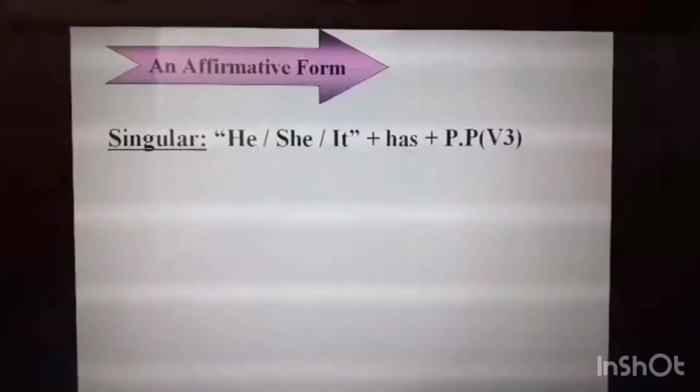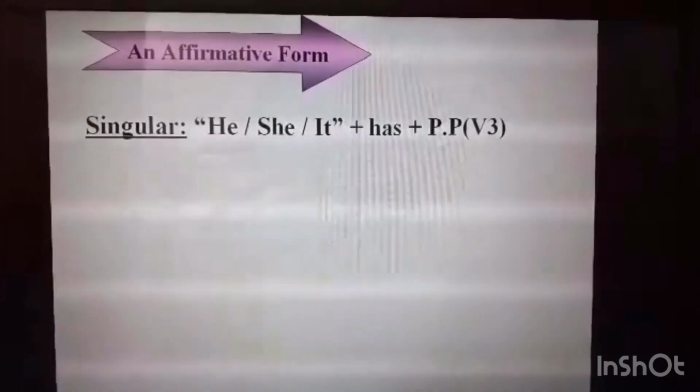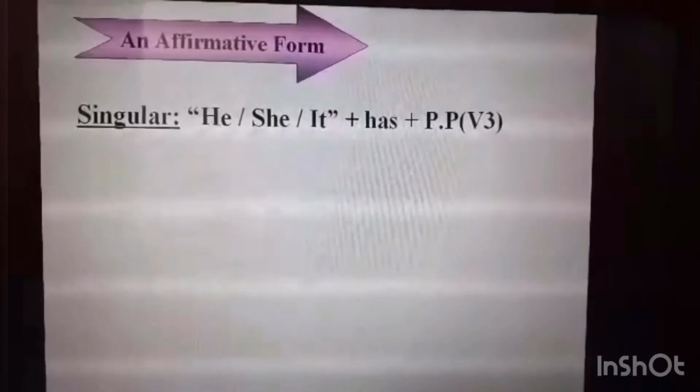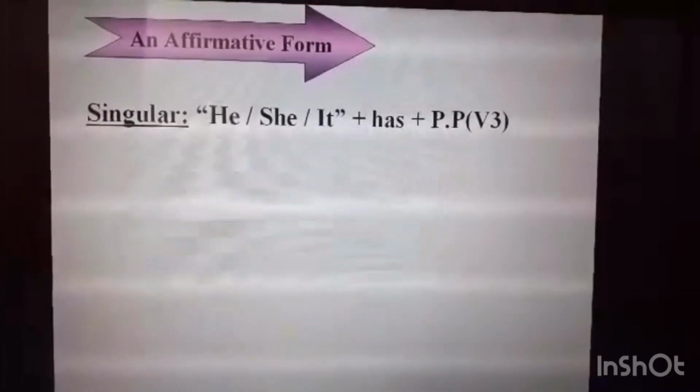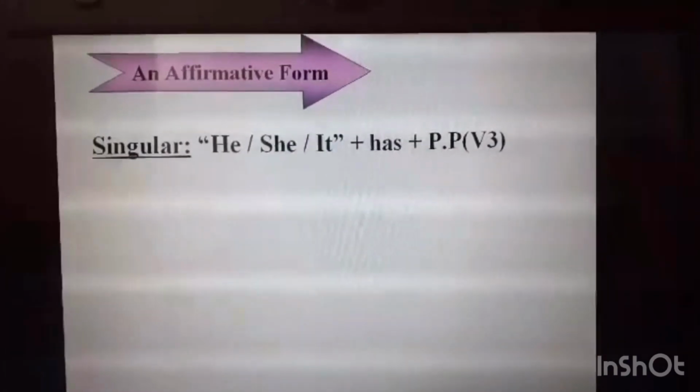And now how to make a pattern in an affirmative form. The pattern of an affirmative form for the singular case: if we have singular pronouns or nouns like he, she, and it, you have to correct the verb by has in the present perfect tense.